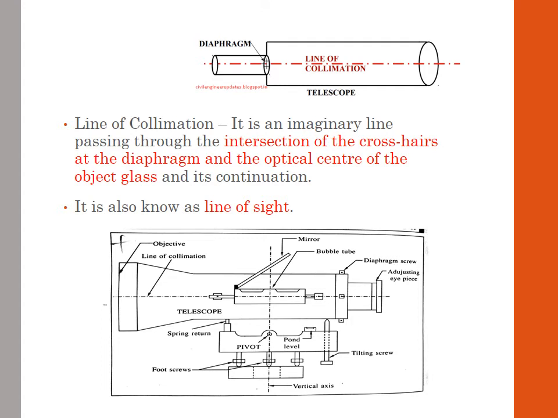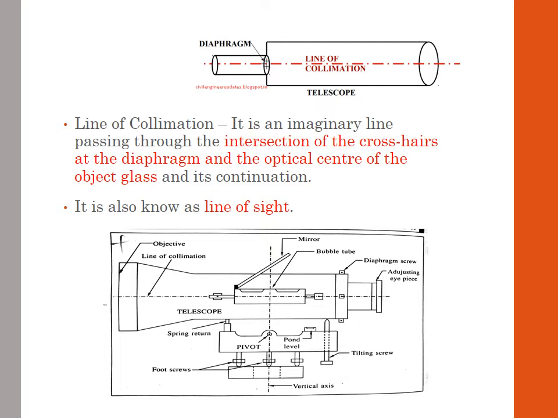Before that, have a look at the image given below. It is the telescope. On the right hand side of the telescope we have the eyepiece, the diaphragm screw, and there is a bubble at the center, and to the left hand side we have the object glass, through which the object is visible to us. Now the diaphragm will have a crosshair, and the object glass will have an optical center.